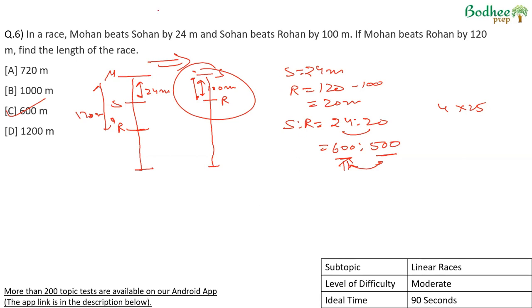We could also use a variable and say, if the length of the race is x, in the first case, Sohan is running x minus 24 meters, Rohan is running x minus 120. So this becomes the ratio of their speeds. In the second case, Sohan is running x, Rohan is running x minus 100. The ratio of speed of Sohan and Rohan has to be the same. So x minus 24 upon x minus 120 is equal to x upon x minus 100. Solve for x, you will still get the answer.